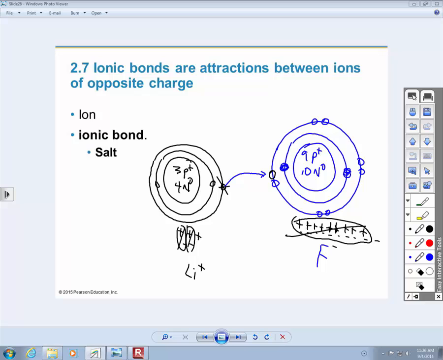Anything that has a charge on it is what we refer to as an ion. An ion could either be positive or it could be negative. However, if you have a positive ion, like lithium, that's a positive ion, we call that a cation, specifically, cation.